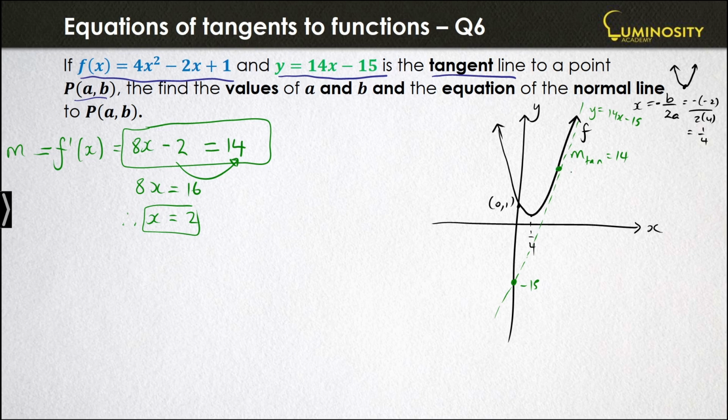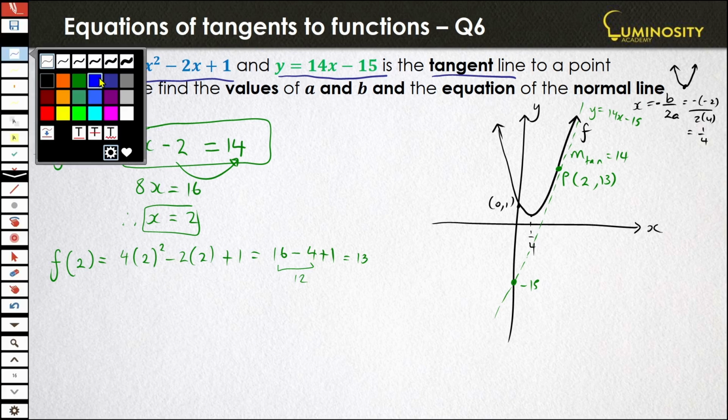So we know that the point of contact, P, must be at x equals 2, and to find the y value, I simply substitute it back into the original equation, f of 2. That's going to be 4 times 2 squared minus 2 times 2 plus 1. So 2 squared is 4, 4 fours are 16, minus 4 plus 1. So that's going to give me 12 plus 1, which is 13. So there's the coordinate: P is (2, 13). And that's the tangent line. So great, we found the values of a and b.